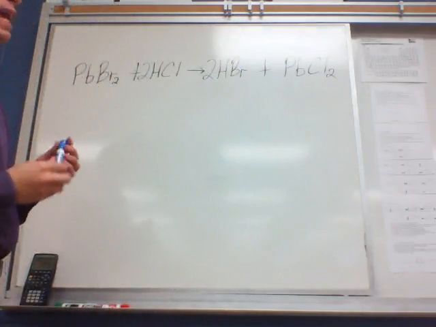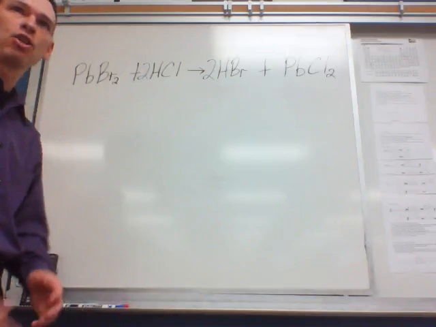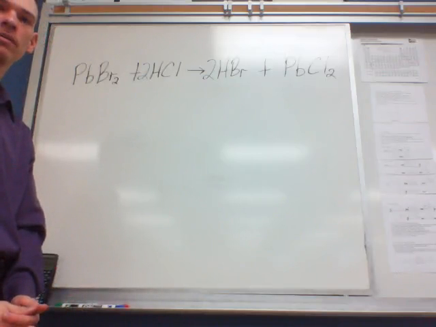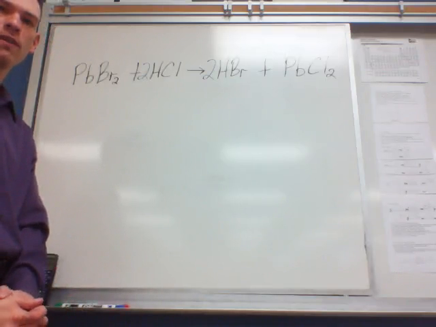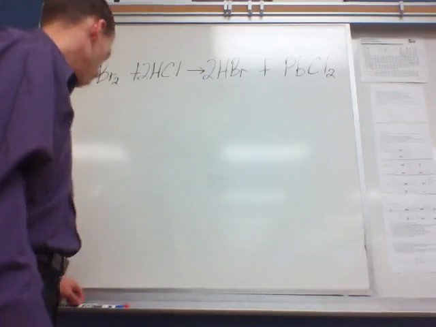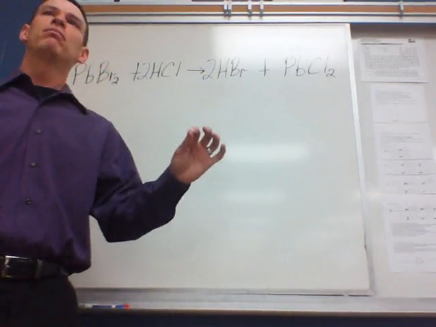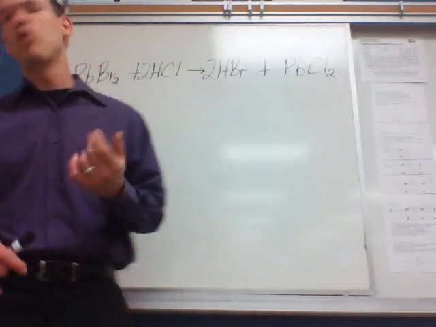Now there's 2 of everything on each side, except lead. There's only 1 lead on each side. Go revisit the balancing video if you don't know how to balance. We need to identify a given number and an unknown number. So go to the new question that we have.